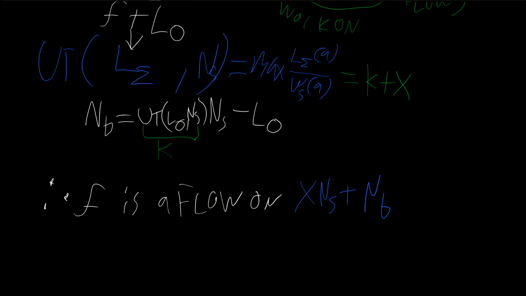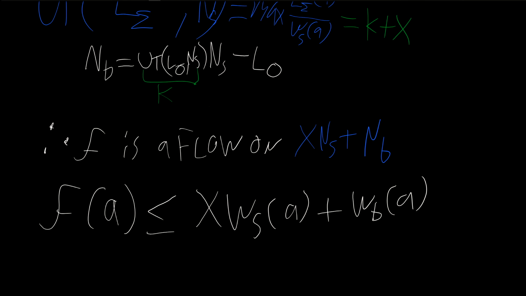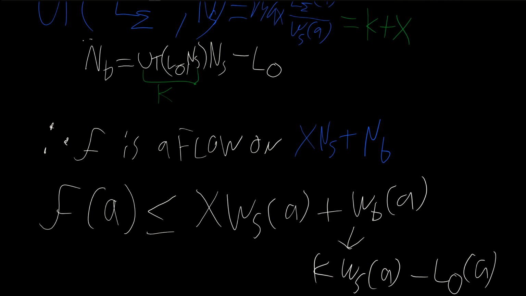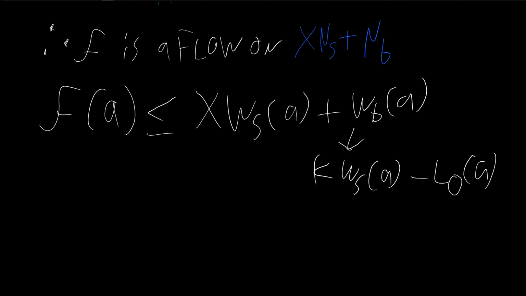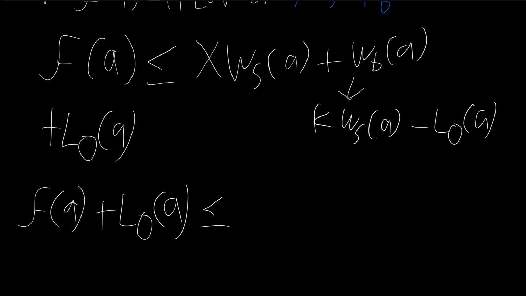So since it's a flow on that, we can say, okay, f of a is less than or equal to x ws of a plus nb of a. Now remember what nb is. This becomes k times ws of a minus L obstruction at a. And that's by this definition up here. So we move this over. Now let's just go ahead and add load obstruction of a to both sides. So what we get is f at a plus the load obstruction at a is less than or equal to x plus k ws of a.